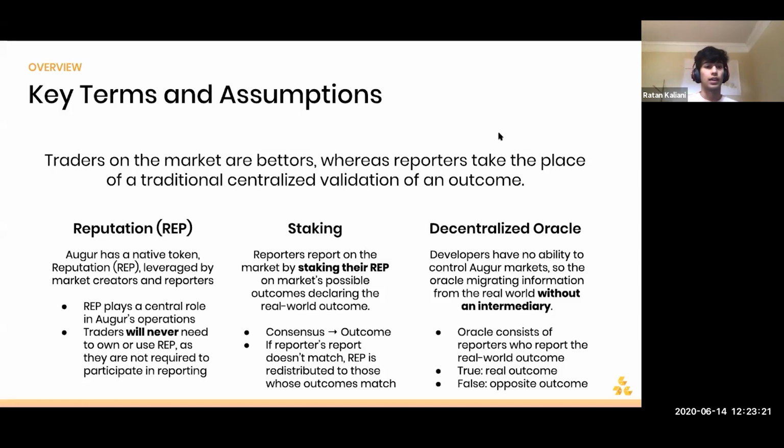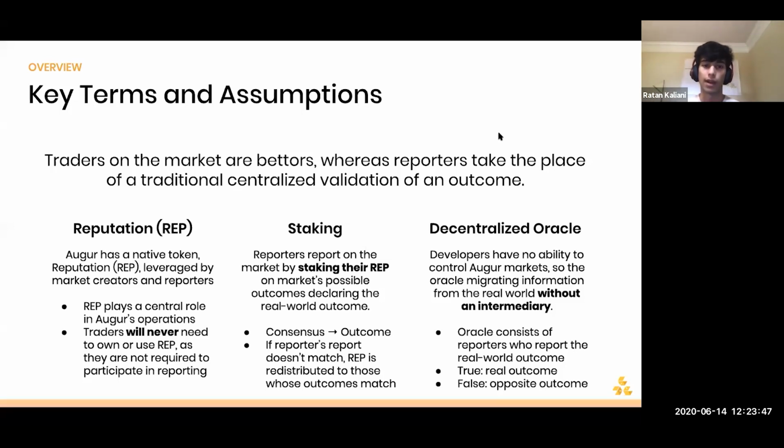A significant part of this is that there are 3 kinds of users on the platform. There are market creators, which I touched on earlier, traders on the market, who are considered bettors, and reporters, who take the place of a traditional centralized validation of an outcome. These reporters are people who are staking REP, which is reputation. It's the native token, and it's how Augur's Oracle determines what the actual outcome is.